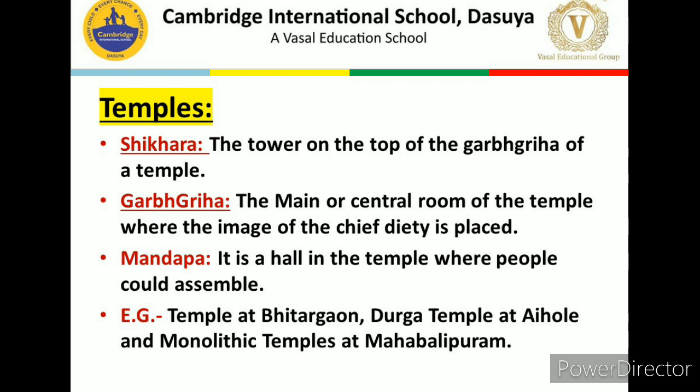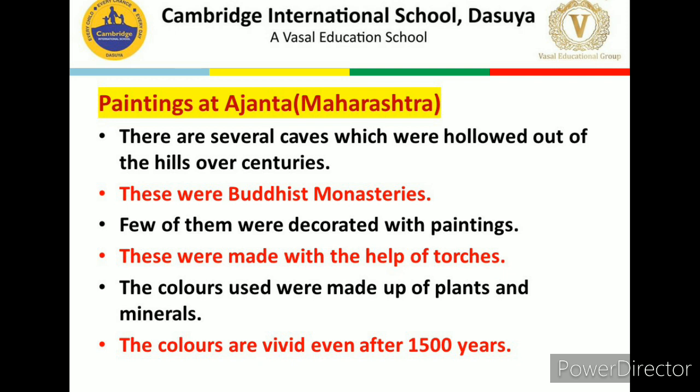Now next we have paintings at Ajanta. If you have visited this place, you might be aware. The Ajanta caves are in Maharashtra. There are almost 30 caves which have been hollowed out of the hills over centuries, and these were Buddhist monasteries. A few of these were decorated with paintings, made with the help of torches because these caves are very dark inside.